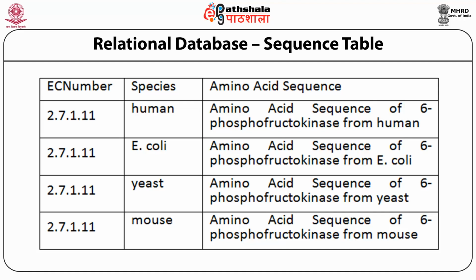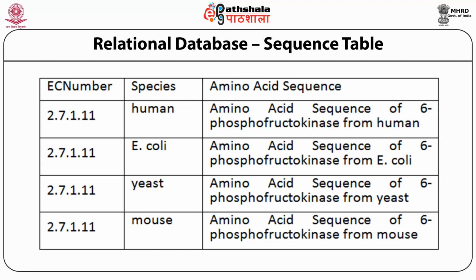Whenever a user searches the database for the sequences of the enzyme 6-phosphofructokinase, the management system of the database will first determine the EC number of this enzyme from the main table, which is 2.7.1.11, and then use this EC number to search the second table, that is the sequence table, to retrieve all the sequence records for this number.